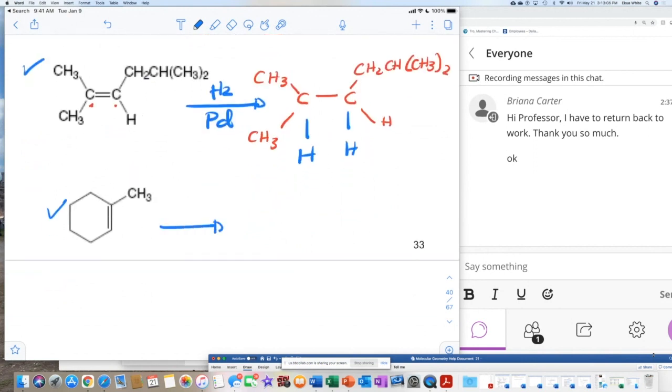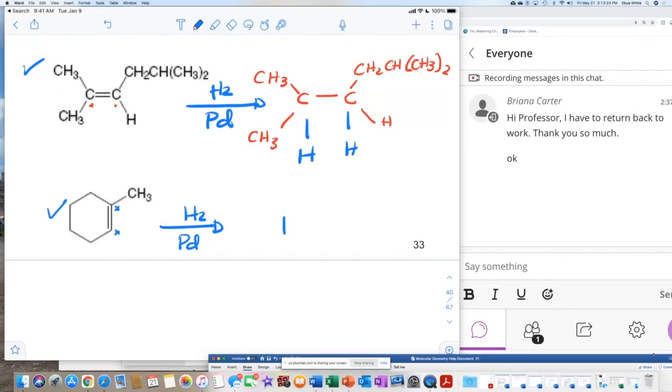Now from here to the product, hydrogen first. Hydrogen is the one that's being added. Palladium is just a helper to make it go faster. Okay, so here I know you got to add each hydrogen, one to each side of the carbon holding the double bond, right? So one will go here, the other will go here.